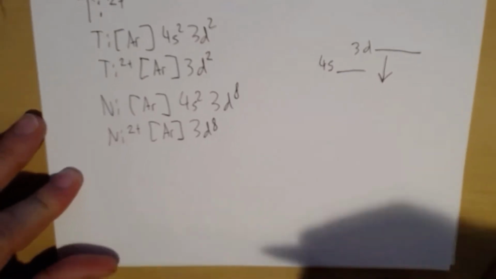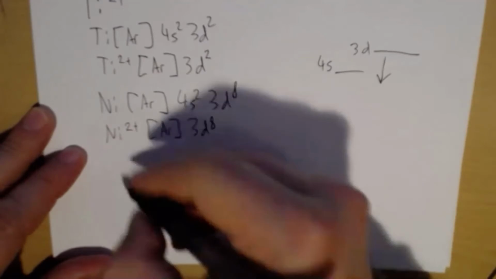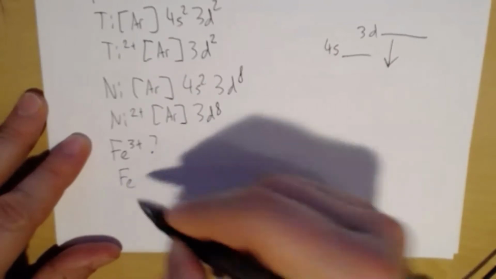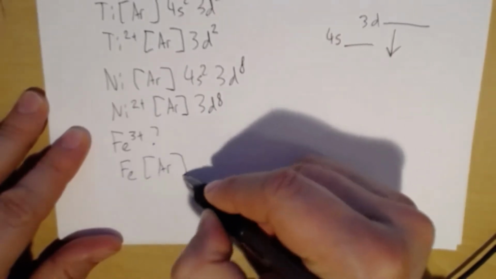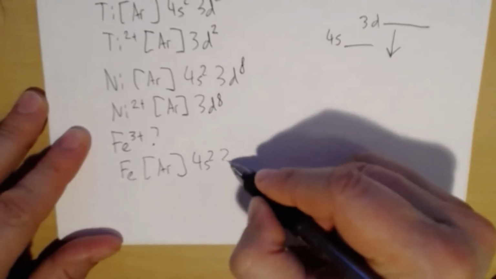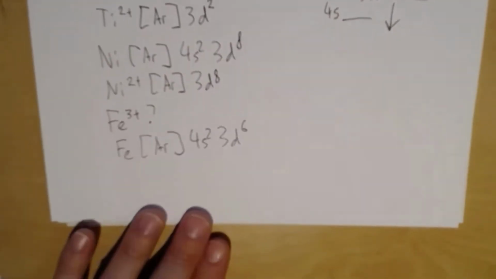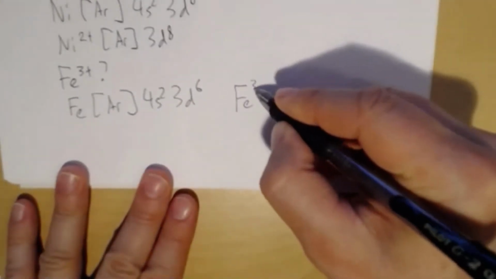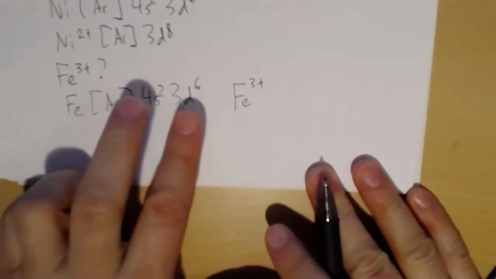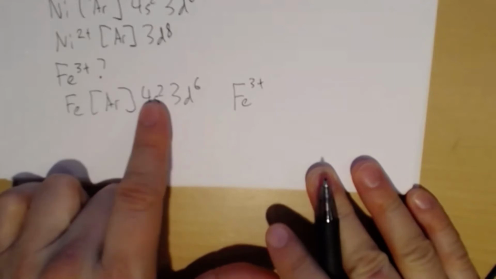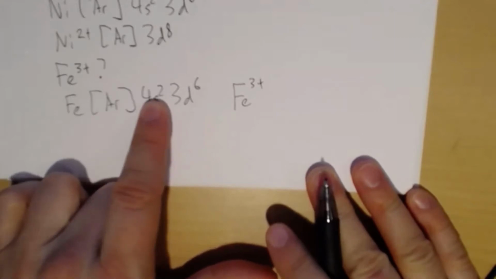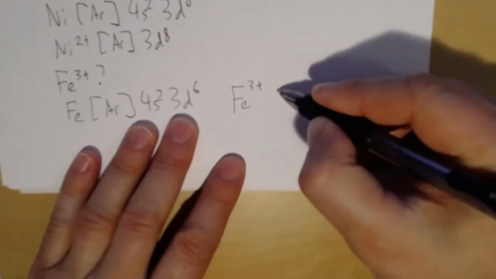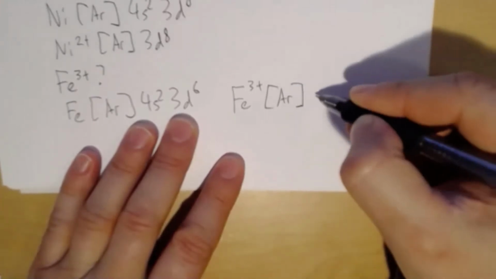In some cases, it makes a lot of sense. Also, what if you have to lose more? How about iron 3+? How would we do that? Well, first you do iron, which is argon 4s2, 3d6. So how would we do iron 3+? What am I going to take away here? First the 4s2, and I get 3d6, but then for 3+, I've got to take away one more electron. So what would it actually be? Argon 3d5. Perfect.